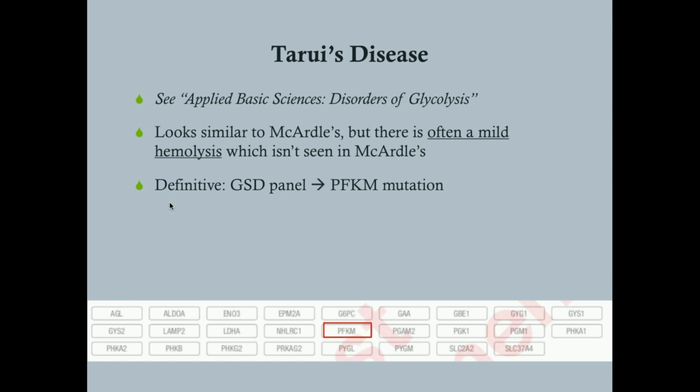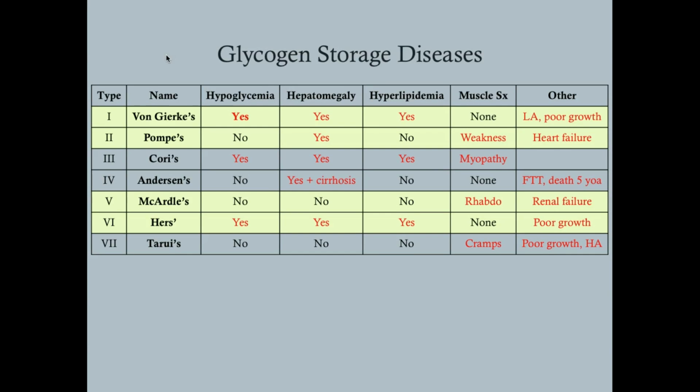Note that Tarui's disease is sort of an ancillary differential of McArdle's disease. It's also a glycogen storage disease, technically, in addition to being a disorder of glycolysis itself. So get a glycogen storage disease panel. It's a mutation of phosphofructokinase.